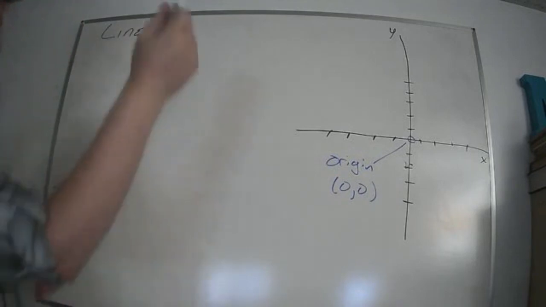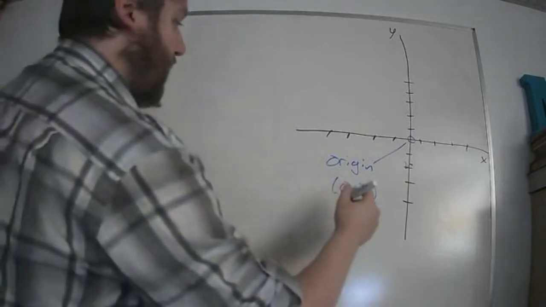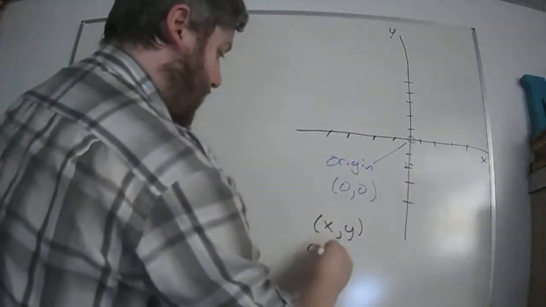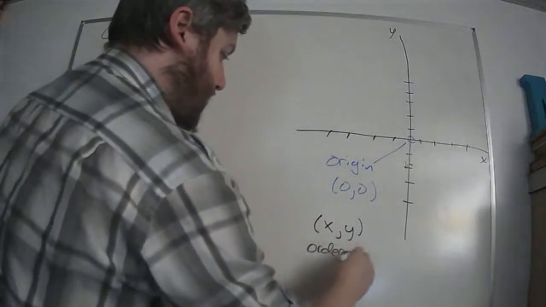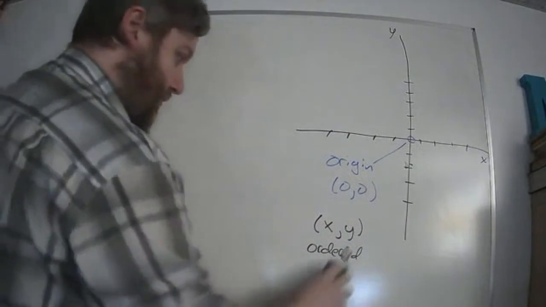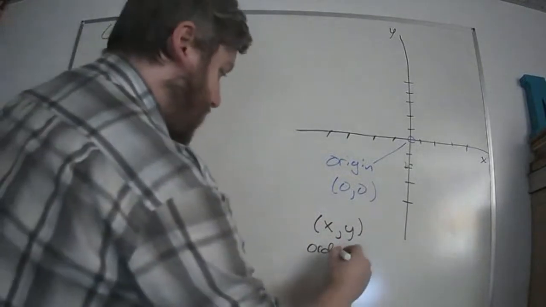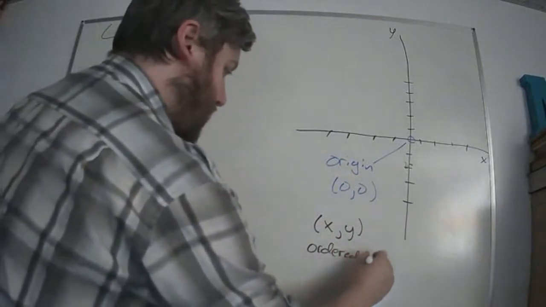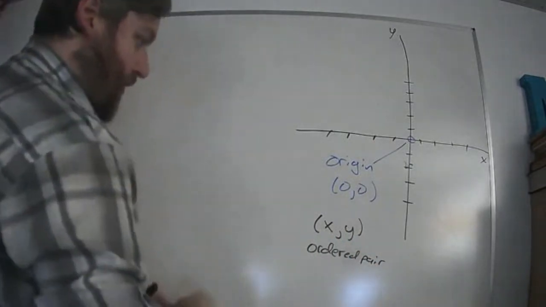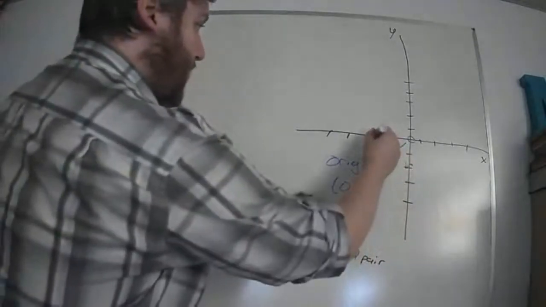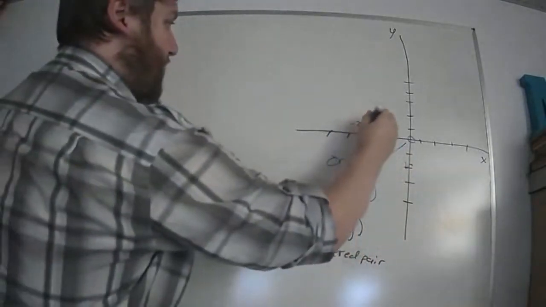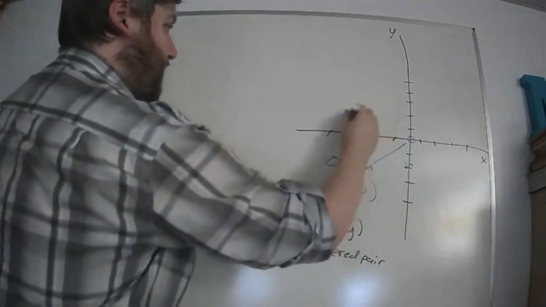That is to say, any point can be labeled in this way, x, y, which is called an ordered pair. It's a terrible E there. So whenever you talk about a point, you say its x coordinate, then its y coordinate. So this point here is the point -2, 0.